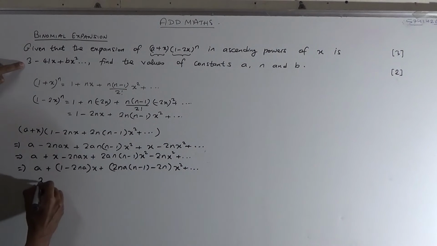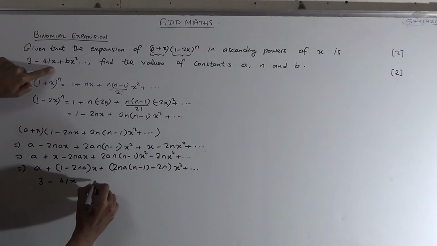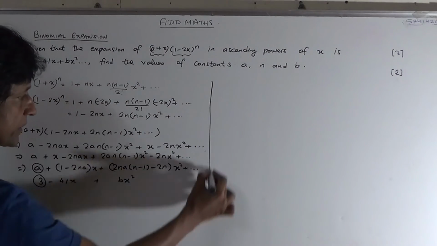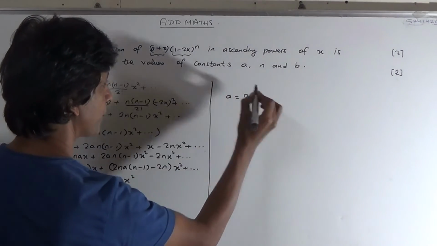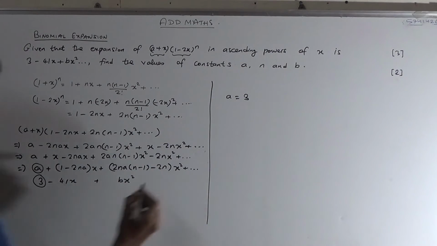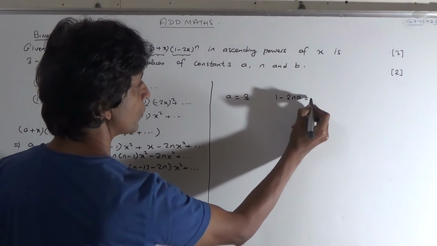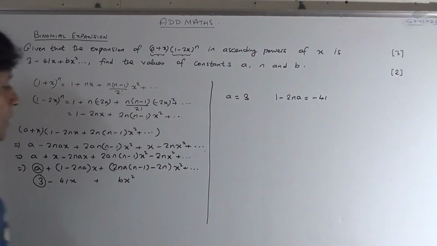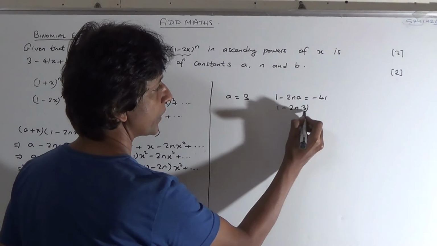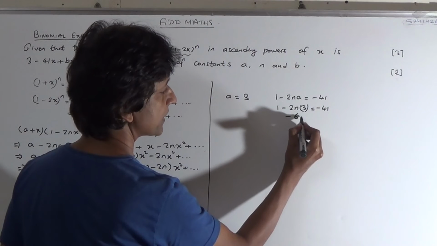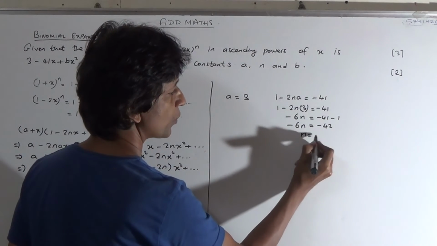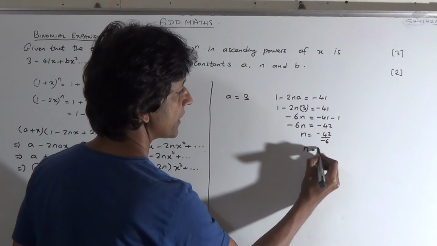If we take 3 - 41x + bx^2, clearly a is equal to 3. So my first answer for this is that a is equal to 3. Now -41 is equal to 1 - 2na. So 1 - 2na = -41. From here the value of a was found to be 3, so 1 - 2n times 3 is equal to -41. So -6n = -41 - 1, -6n = -42, n = -42 divided by -6. We've got n as 7. Here's the answer.